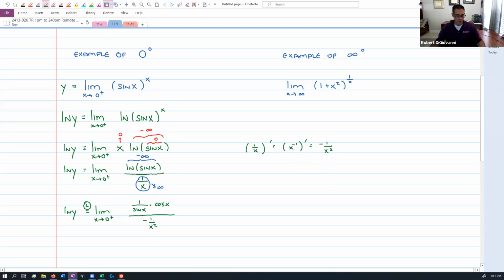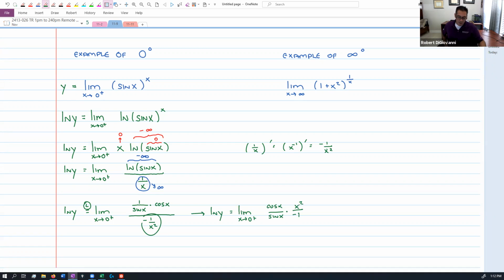Right? Now, what the heck do we do? Let's flip things up. I'm going to just bring this over here. This is natural log y equals the limit as x goes to 0 from the right of cosine x over sine x times, I'm going to bring this up, flip it, so it becomes x squared on top, and on the bottom I have -1. Let's just do that.